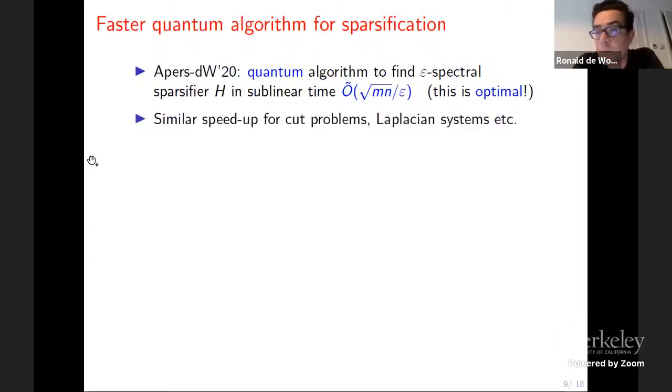And we get very similar speedups for these applications that I mentioned before: approximate min cut, approximate max cut, and solving Laplacian systems. We can all do this in sublinear time.